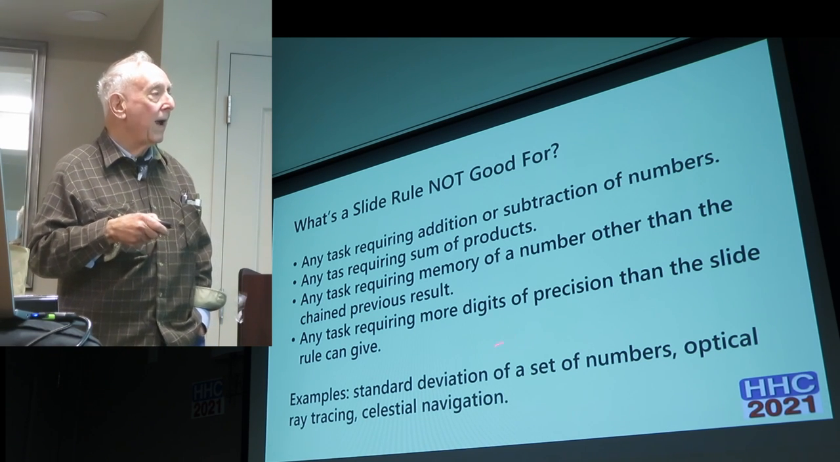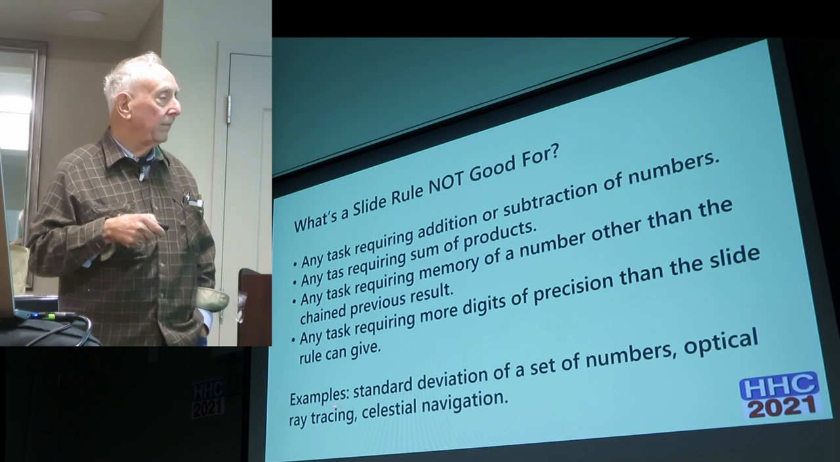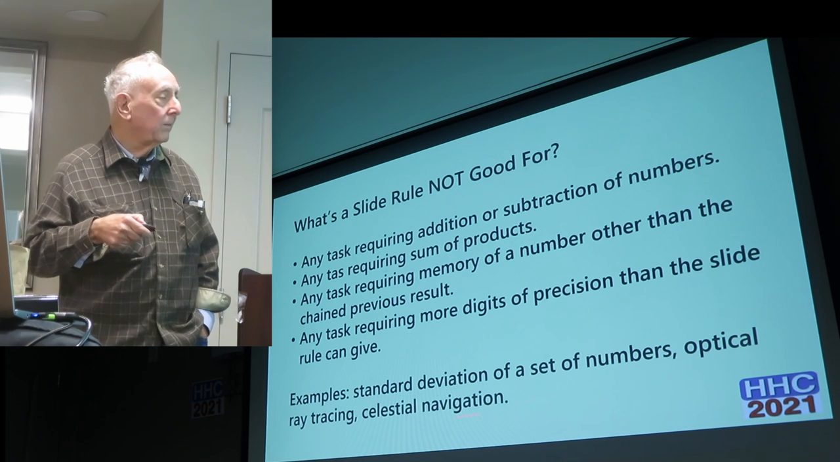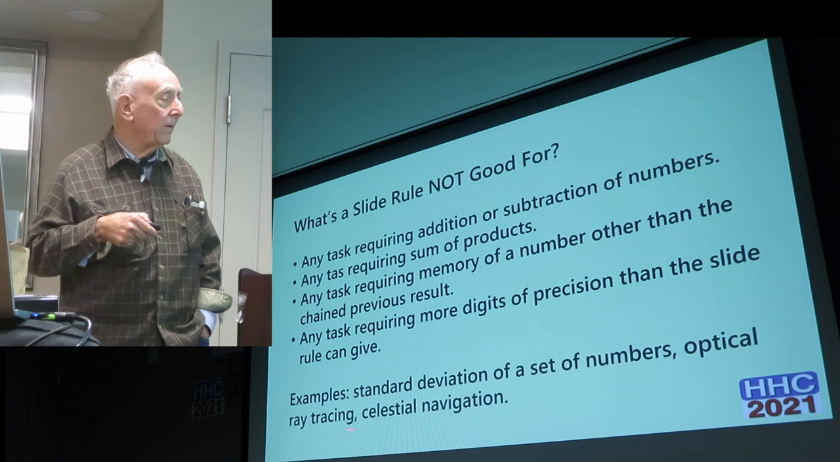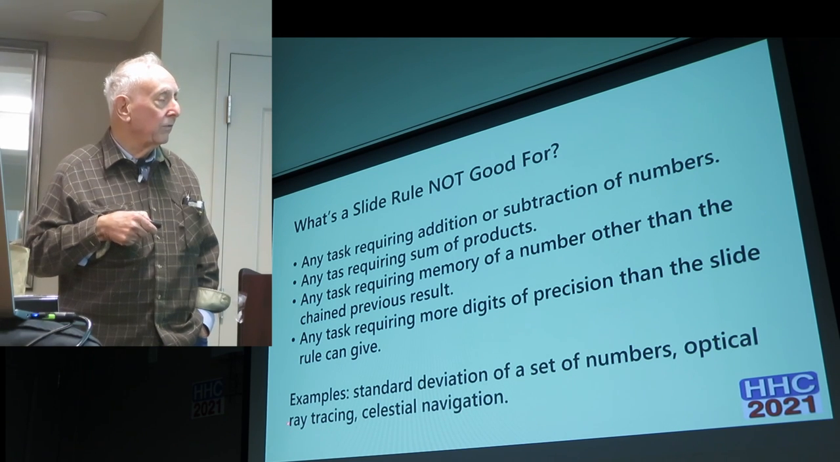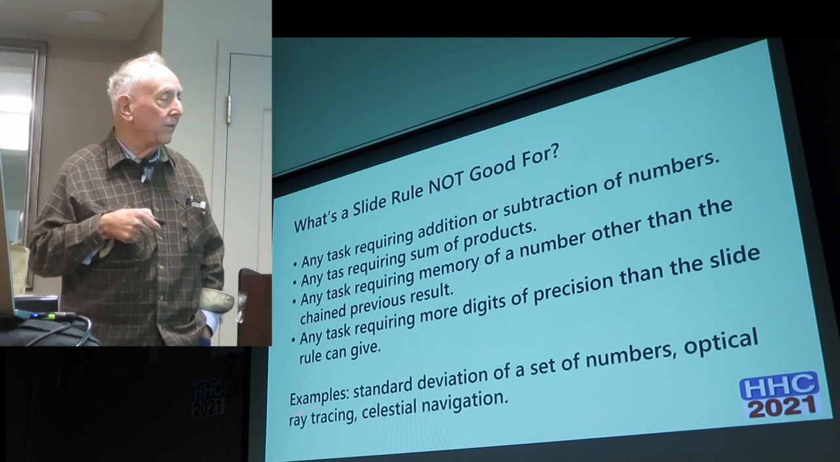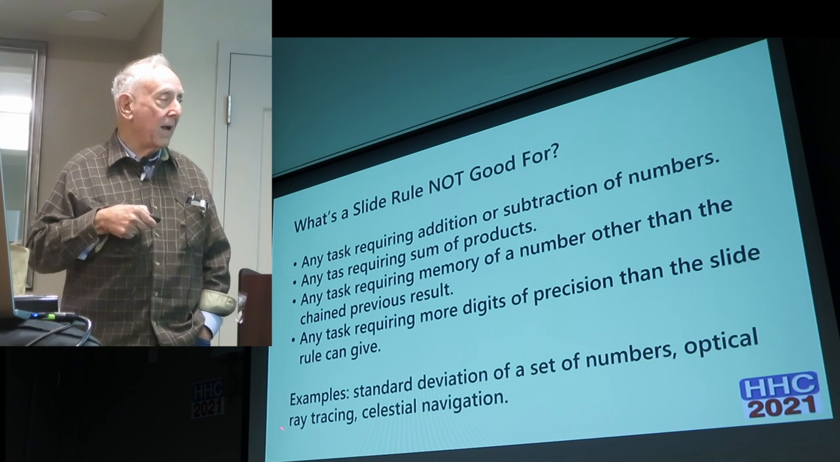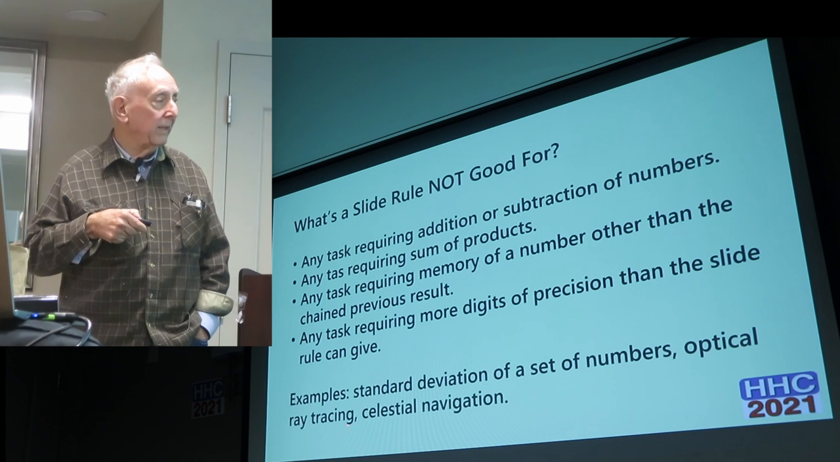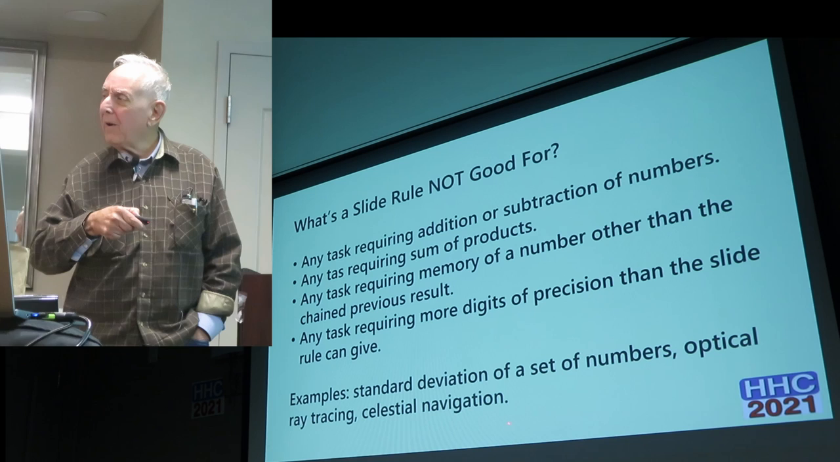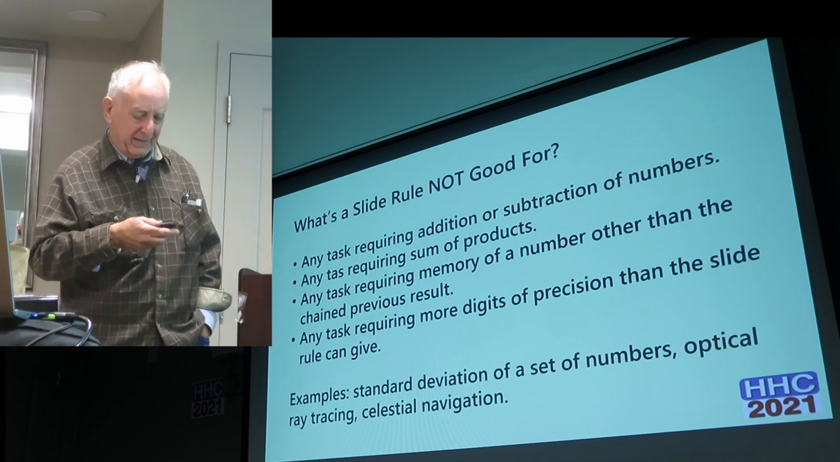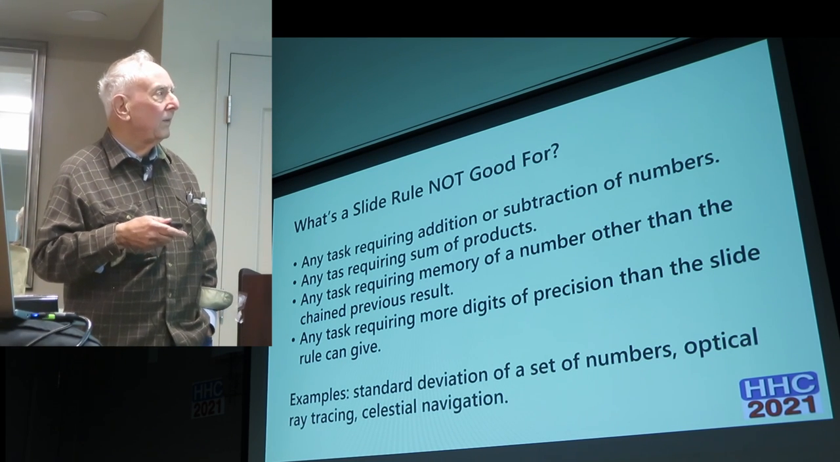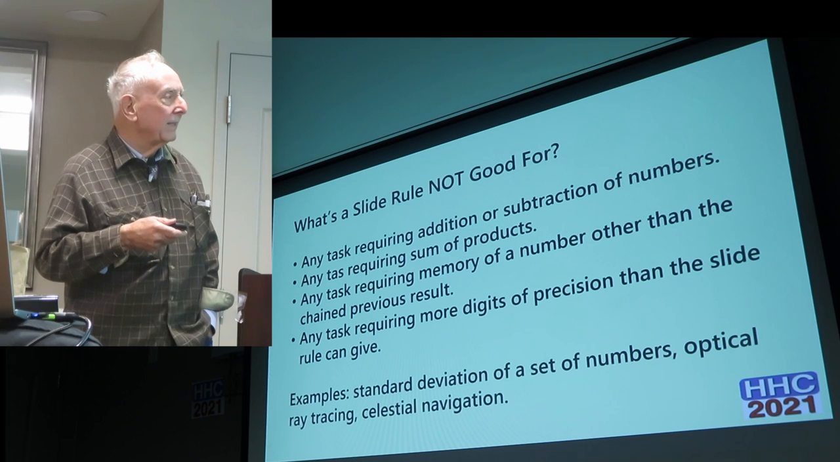And of course, high precision. Optical ray tracing, according to the standard book on this subject, requires a 5-digit log table, which is a couple of notches more than a slide rule can give you. And of course, celestial navigation, I think that requires 6 digits, if I'm not mistaken. So it's not good for everything.